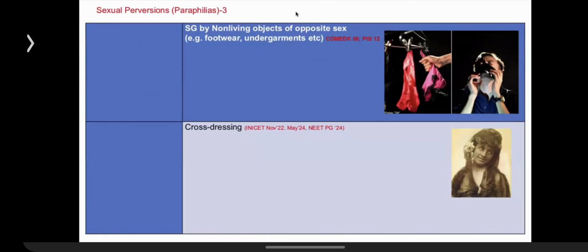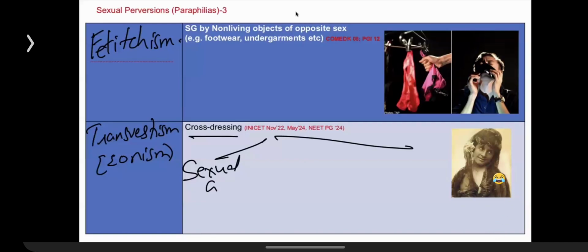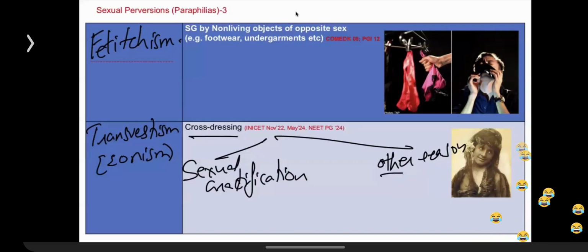Sex by non-living objects, fetishism. Okay. Cross-dressing is transvestism or eonism. It can be for two reasons. One is because of sexual gratification. The other is for any other reason, for example, some gender identity disorder. If it is for sexual gratification, then it is called transvestic fetishism.